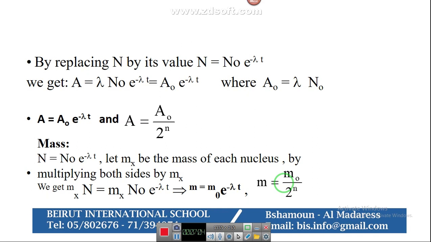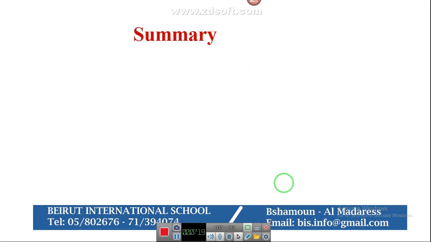Also, we can say that the remaining mass equal initial mass exponential minus lambda t, or the remaining mass equal initial mass over 2 to power n.